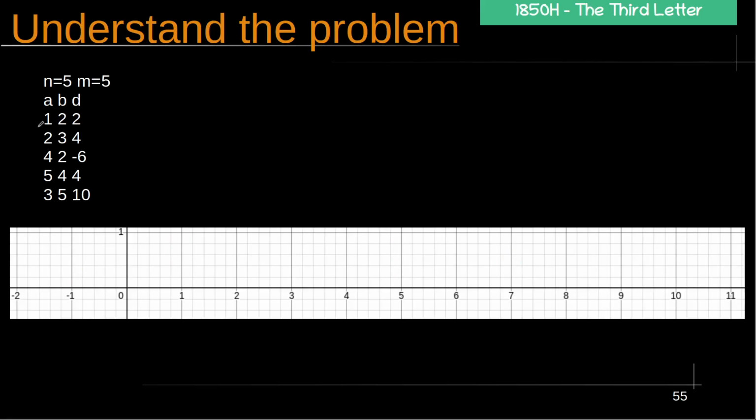Here, 1, 2, 2 means soldier 1 is in front of soldier 2 by 2 units. 2, 3, 4 means that soldier 2 is in front of soldier 3 by 4 units. So soldier 3 must be at position 5, because soldier 2 is at position 1. So here we have 4 units. 1, 2, 3, 4. This condition is the same here: soldier 4 is behind soldier 2 by 6 units. 1, 2, 3, 4, 5, 6, as you see.